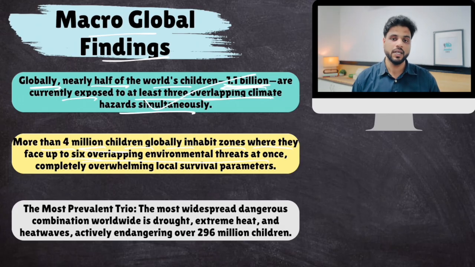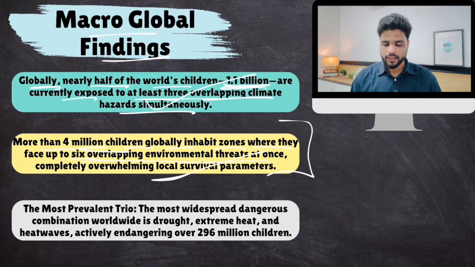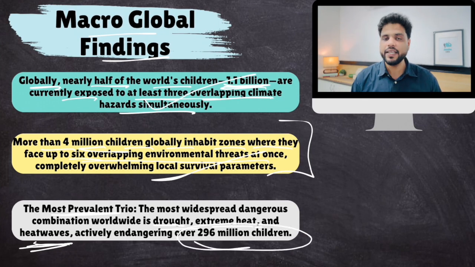4 million children are in areas where they are vulnerable to 6 climate-related hazards. The most prevalent trio, meaning the 3 most dangerous climate-related hazards for children, is drought, extreme heat, and heat waves. These are the 3 most devastating, most dangerous. In fact, 296 million children are vulnerable to these 3, the dangerous trio. Let's call it the big 3. Now let's talk about India.